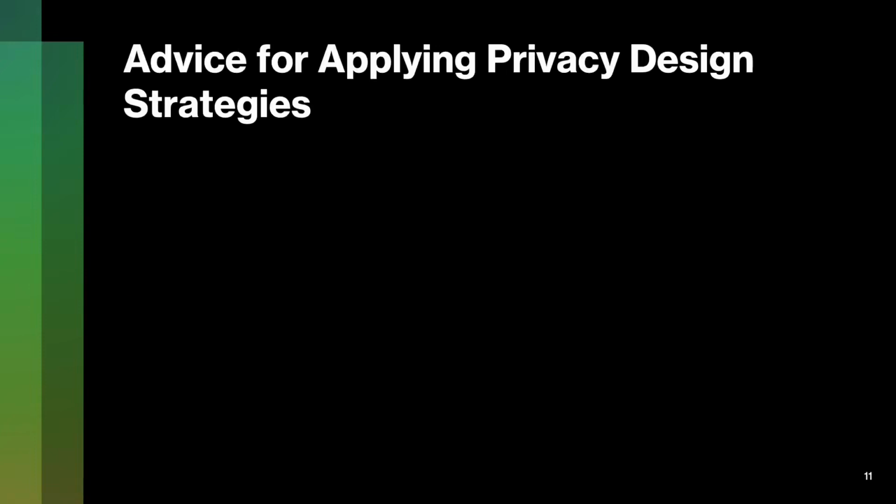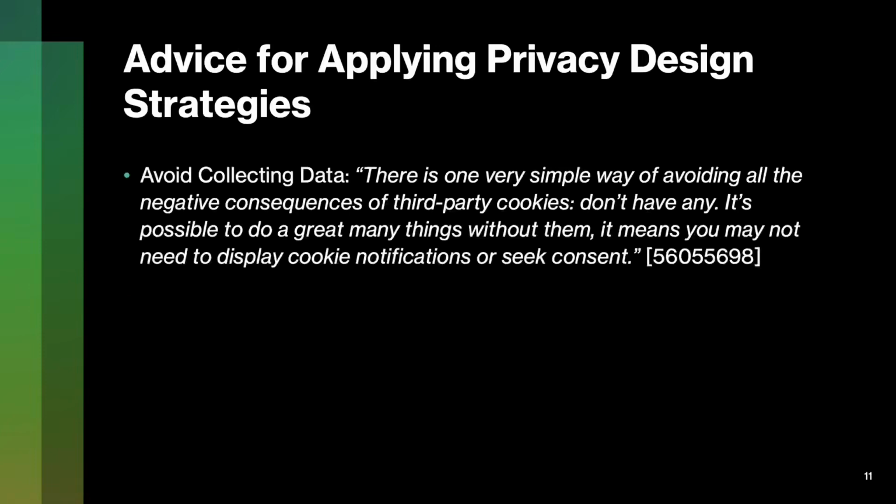The third group of advice talked about avoiding data collection. For example, one user said, there is one very simple way of avoiding all the negative consequences of third-party cookies. Don't have any. It's possible to do a great many things without them. It means that you may not need to display cookie notifications or seek consent. So as you can see, interestingly, there are some really privacy-conscious users on Stack Overflow who are suggesting others not to even collect data from the get-go because it's going to make their life easier in the future because they don't need to take care of removing or storing the data in a privacy-preserving manner.